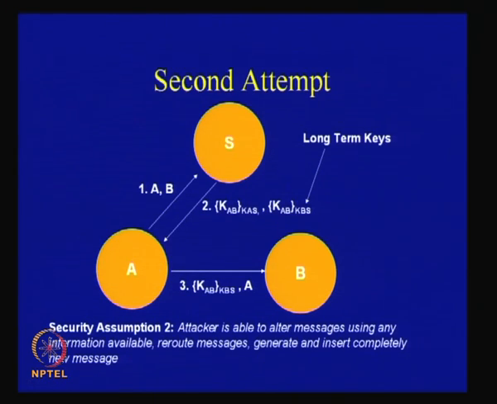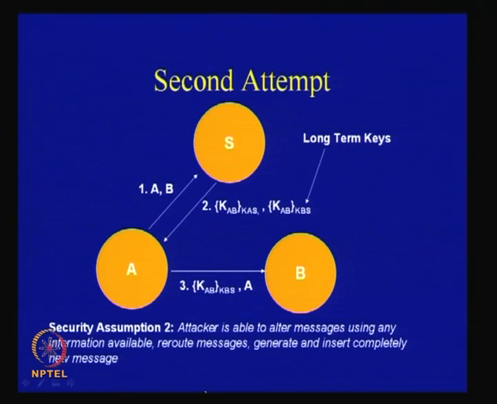Now A also has the long term key KAS, and therefore it can take this traffic, decrypt it, and obtain the value of KAB. The other part of the traffic, that is KAB encrypted by KBS, it communicates as ciphertext along with the identifier A. So from the face of this, the previous problem is alleviated, that is, the key is not being transferred in clear, and B is also aware that it is establishing the key with A. This is definitely a better protocol than the previous one, but still it is vulnerable to attacks.